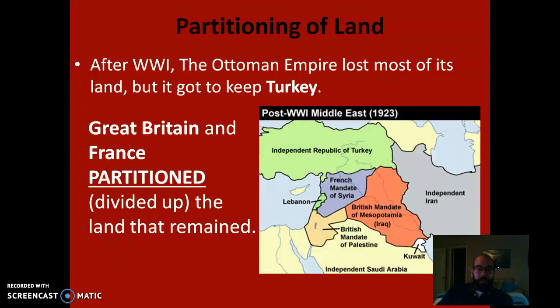So the British, if you look at the map, the British got Mesopotamia, which means the land between two rivers, right, between the Tigris and Euphrates rivers. That would be Iraq. They also got control of Palestine, which is modern day Israel, but also Jordan. And they called that Transjordan. And then the French got control of Syria, and I believe they got control of Lebanon too. Pretty sure. I don't know why it doesn't say that on this map, but they got control of Syria. And then Turkey was just what the Ottomans kept.